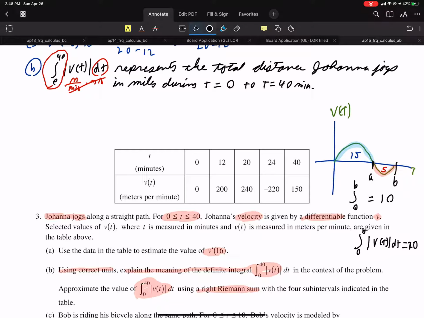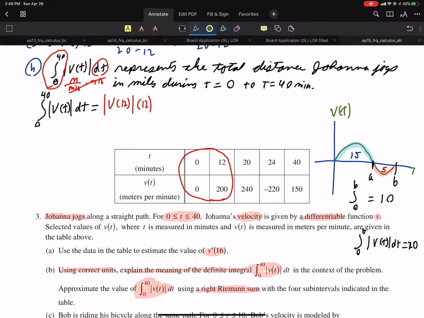The second part, we need to use right Riemann sums to approximate this. So let's do this. I'll circle each subinterval. Here's between the first two. The right-hand side clearly is the 12 minutes. So it's going to be the velocity at 12, absolute value, and the change in time is 12.